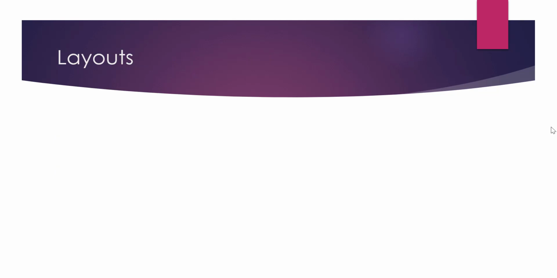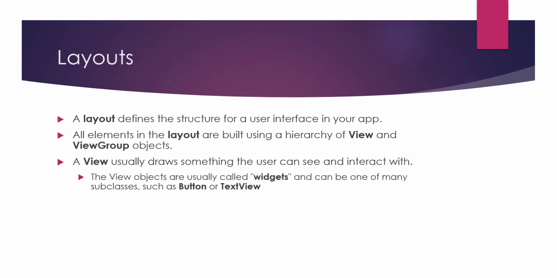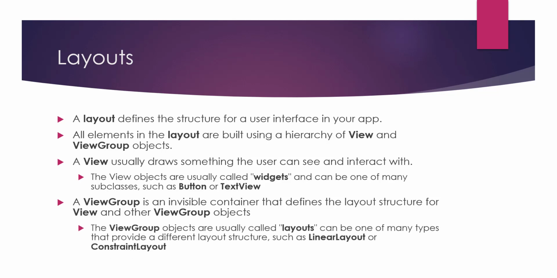We usually refer to that XML file as our layout file, and this layout file basically defines the structure for the user interface in your application. Each layout file will be built using a collection of views and view groups. A view is something that the user sees on the screen and interacts with, for example a button or a text view, and we usually refer to them as widgets. A view group is a collection of these views, or even a collection of view groups, which helps you place these views in an organized fashion, so your application will look organized and visually appealing to the user.